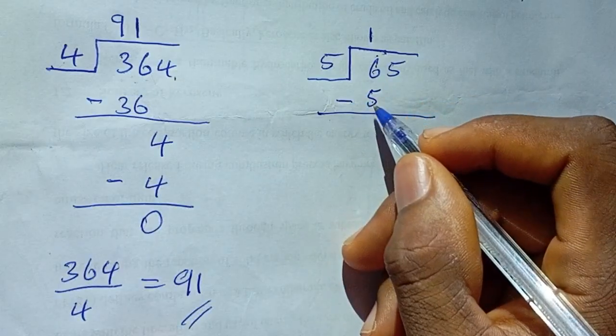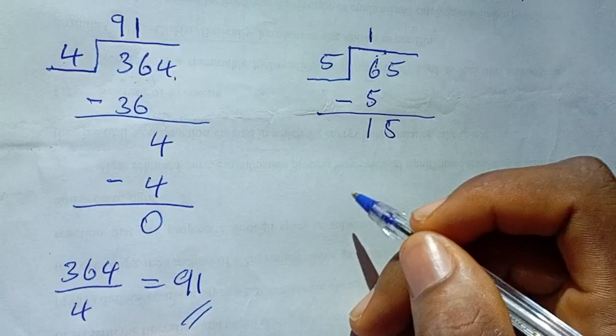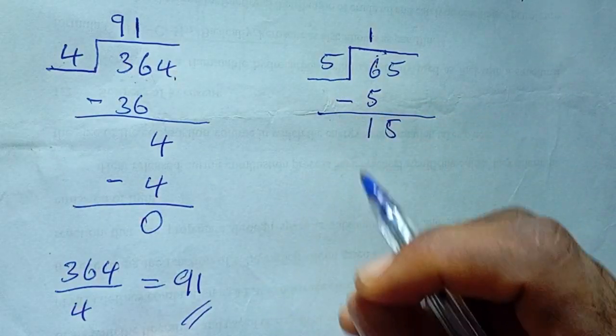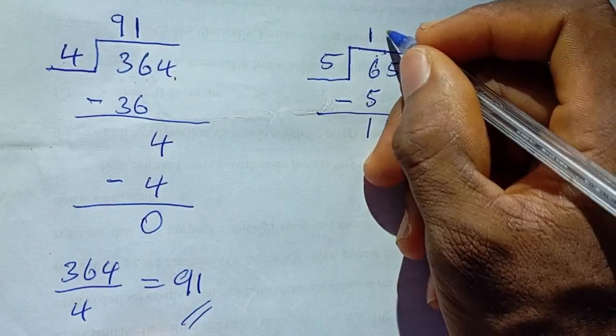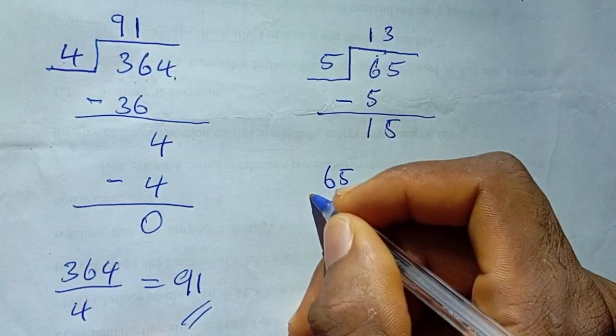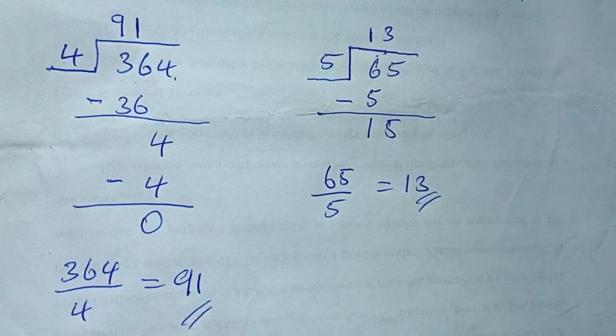6 minus 5 is 1. You bring this 5 down. Then 15 divided by 5. 15 divided by 5 is 3. So that means that 65 divided by 5 is equal to 13.